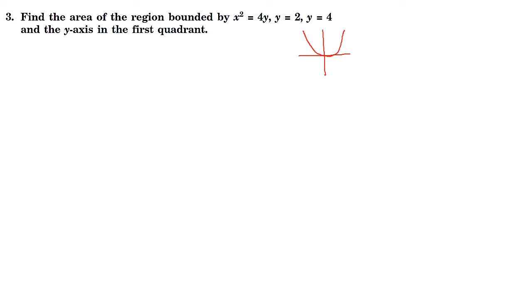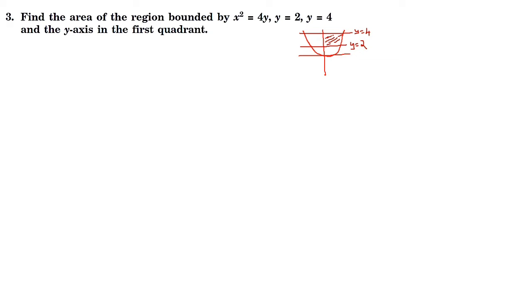Then y is equal to 2 and y is equal to 4, just like the previous one. It will cut the y axis. Y is equal to 2 will be here, so we can write it as y is equal to 2, and another one is y is equal to 4. It will be just above that. And the required region is in the first quadrant. First quadrant means this is the portion we need to identify. We have identified it and we will go for calculating the area.